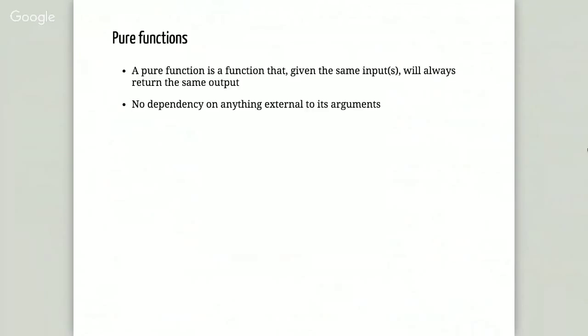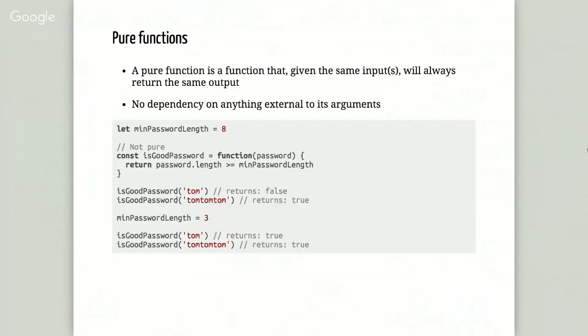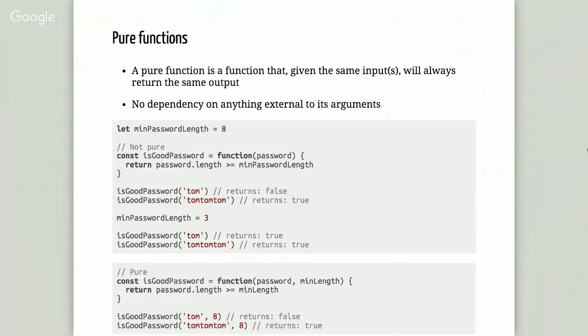So let's get started and define what a pure function is. A pure function is a function where, given the same input or inputs, you always get the same output. And that means there can't be any dependence on anything external to the function arguments. If we look at an example here, this function is going to take a password and tell us if it's greater than or equal to a certain length. But because it's dependent on this value, min password length, which is outside the function, we can't say it's pure, because if that value changes, then the result of the function changes. So we can't say that the same inputs return the same output every time. It depends on something external.